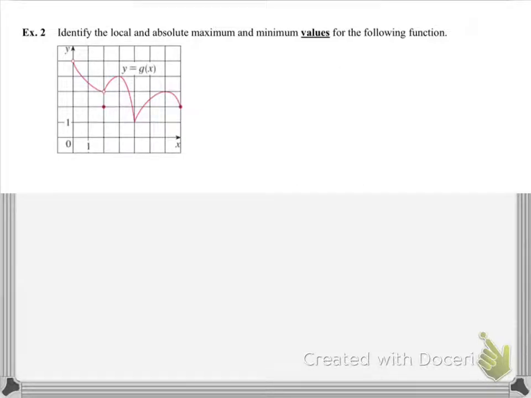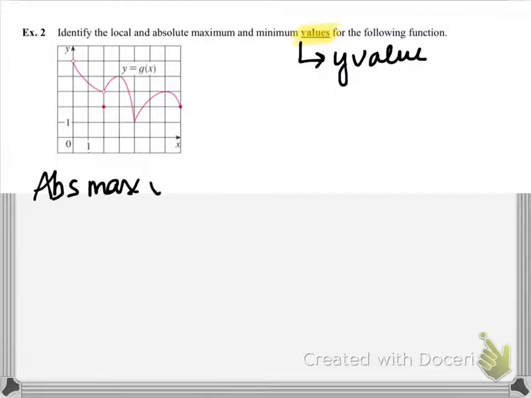Identify the local and absolute maximum and minimum values for the following function. So when you're asked to identify the max or minimum values, it's important to note that the value is actually the y value. So we're actually asking for the y values here, not the coordinates. So let's start with the absolute max value.